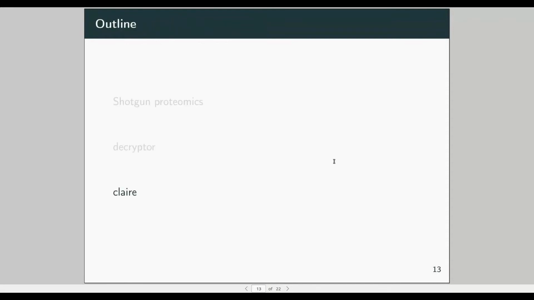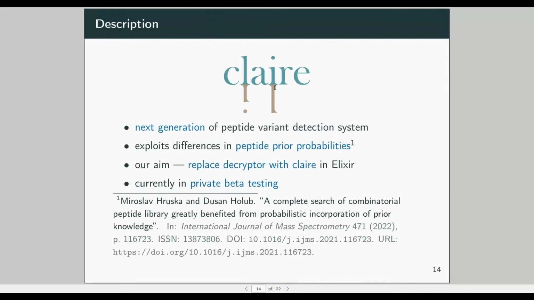And now I would introduce Claire. What we plan to do with Decryptor is to replace it with Claire. Claire does the very same thing as Decryptor does, but in a different way. I will say something more about Claire now. Claire is a next generation of peptide variant detection, and the fundamental difference is that it exploits differences in peptide prior probabilities.